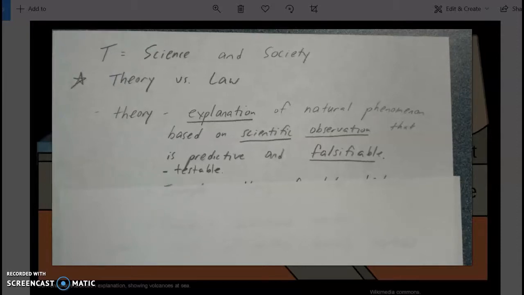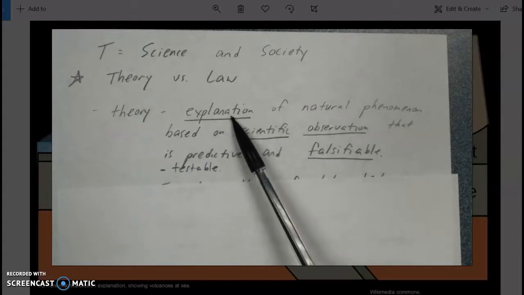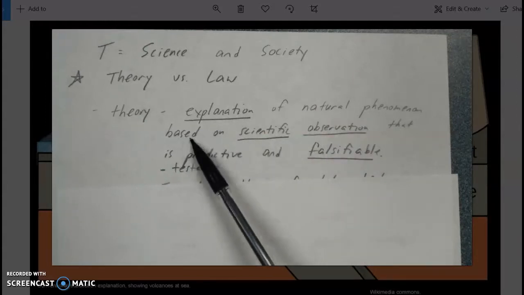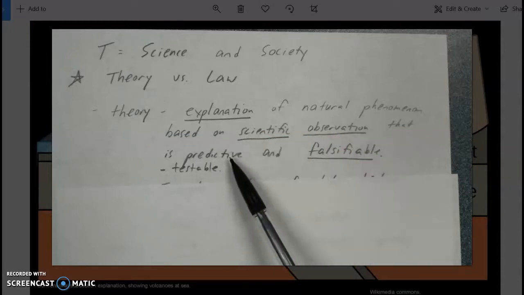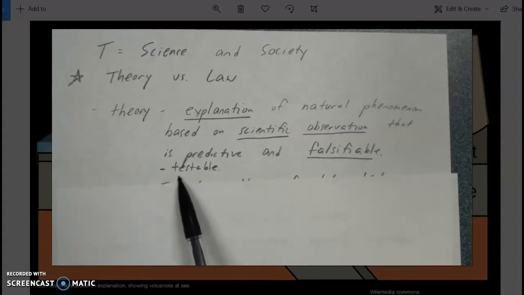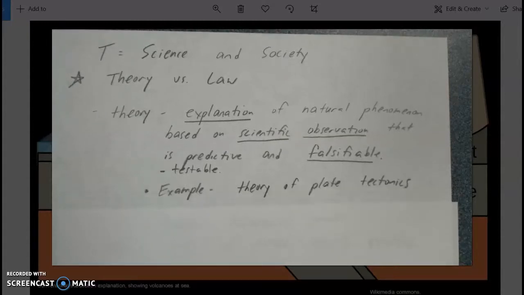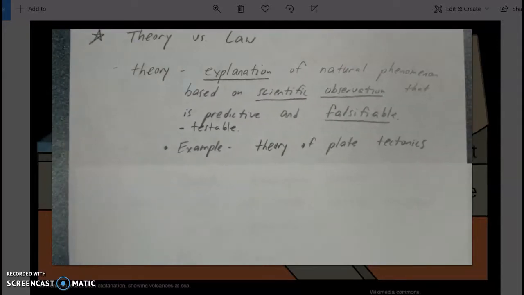A scientific theory is an explanation of some sort of natural phenomenon based on scientific observation and experimentation that is predictive. So that means it has the ability to be useful and tell us something that's going to happen in the future, and is also falsifiable. So what does that mean? Falsifiable means that the theory could be modified or changed in the future as new evidence comes to light. Theories should also be testable. That is a critical thing, because where does science come from? It comes through experimentation. So let's start by looking at a couple of theories.